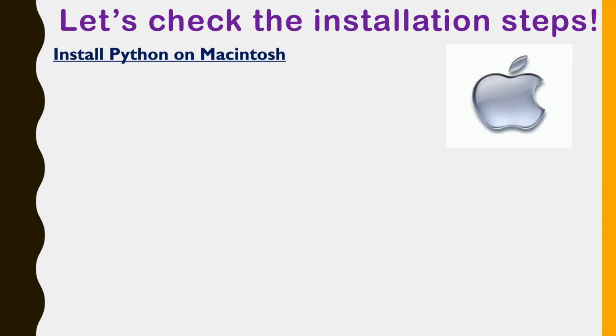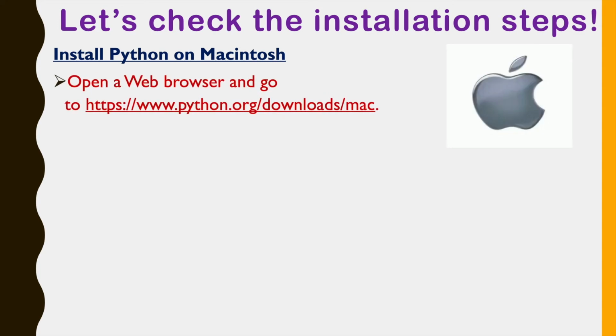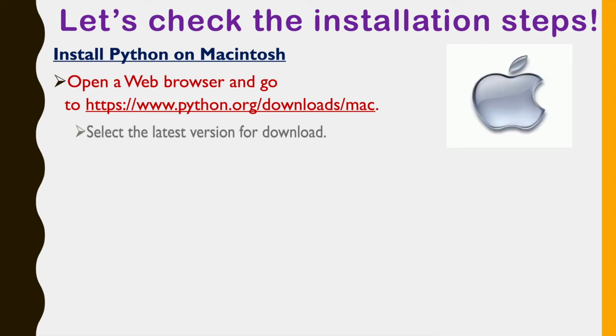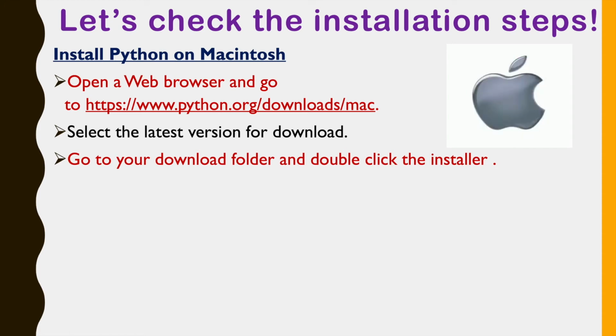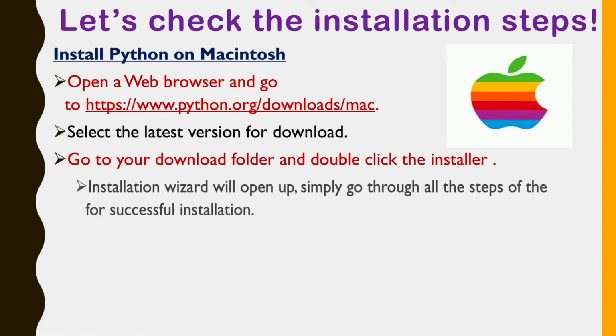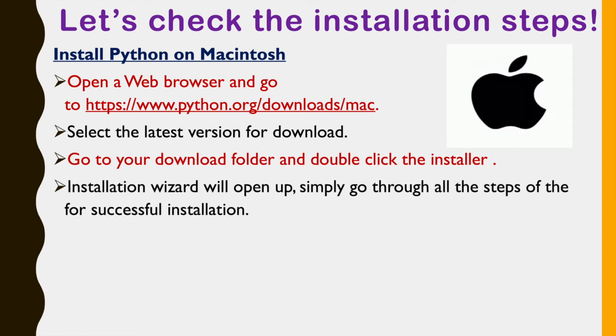Now let's check out how to install Python on Macintosh. So you open the web browser and go to www.python.org/download/Mac. You select the latest version for download. You go to your download folder and then double click the installer. The installation wizard will open up. Then simply go through all the steps for successful installation by clicking next.